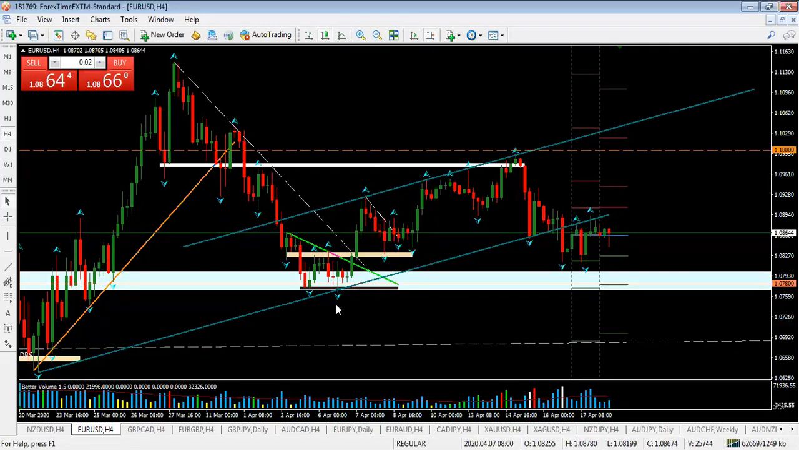We have to wait for a bounce off this area because this was a double bottom too. Another bottom. We need to wait for a confirmation of where we want to be on this market. Then we can hop onto the trade.